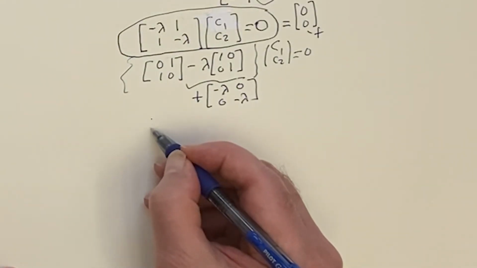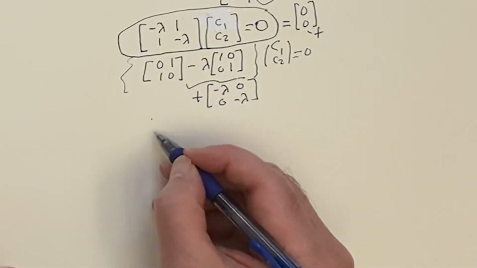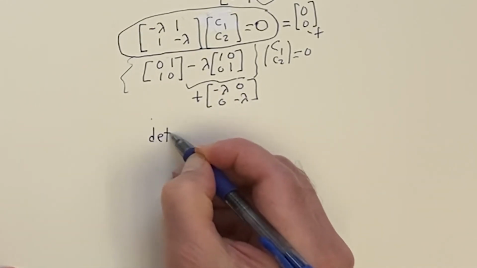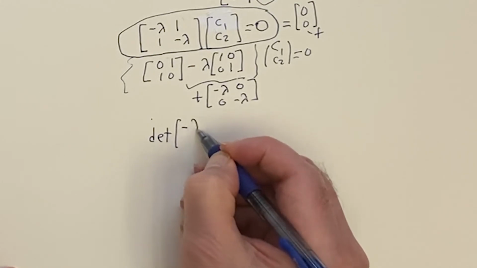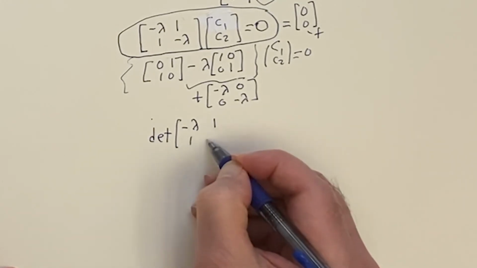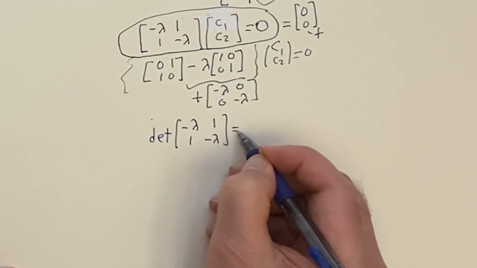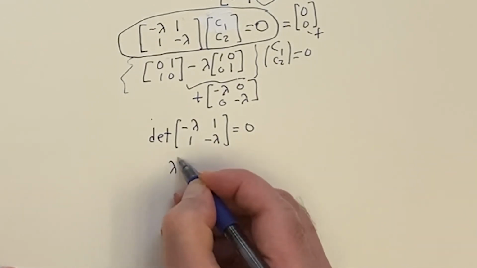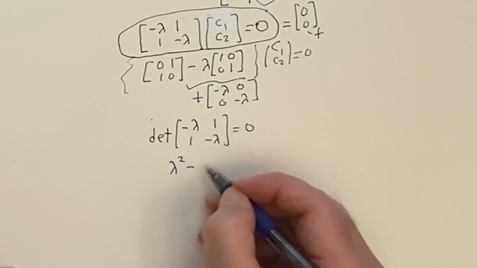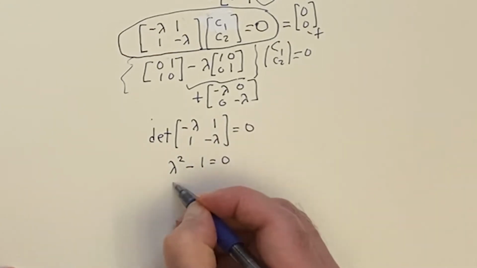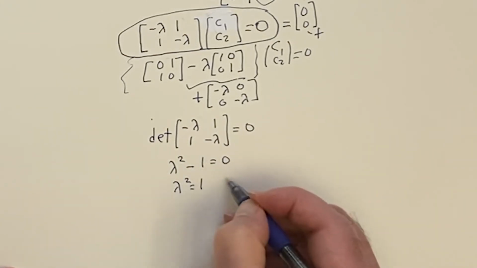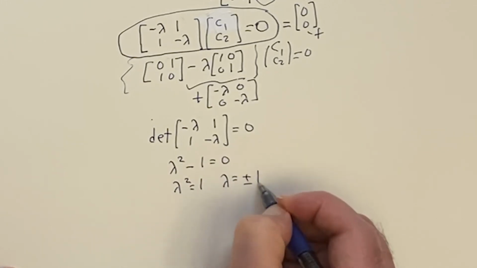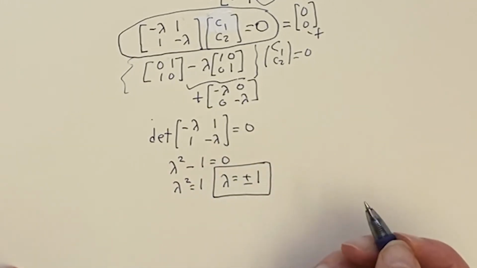So that means when you get this set up, the next step is to take the determinant of minus lambda, 1, 1, minus lambda, and set that to be 0. You multiply these together, lambda squared minus 1 equals 0, and lambda squared equals 1, lambda equals plus or minus 1. See, there's your solution. Isn't that cool?